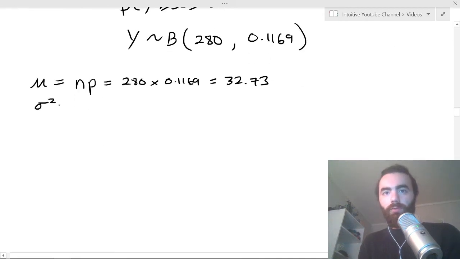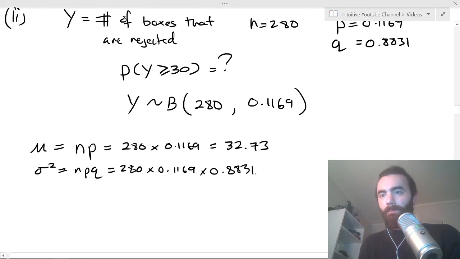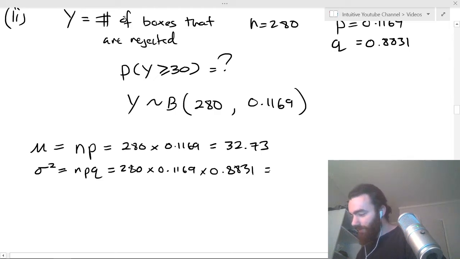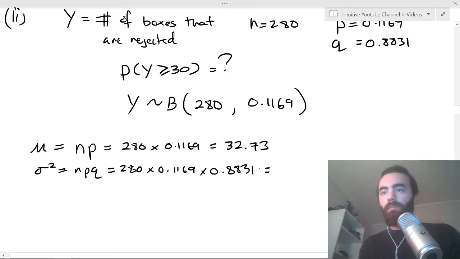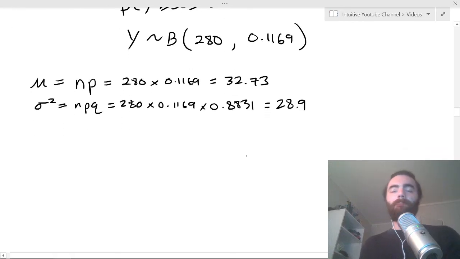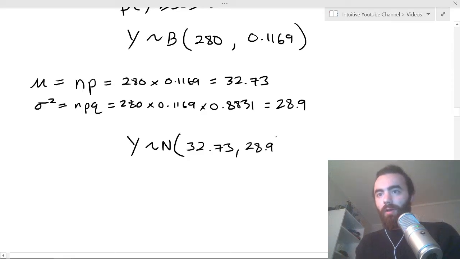And then our variance is npq, which is 280 times 0.1169 times 0.8831, which is 28.9. Okay. So there we can then approximate the distribution of Y with a normal distribution. So Y is then normally distributed with a mean of 32.73 and a variance of 28.9.